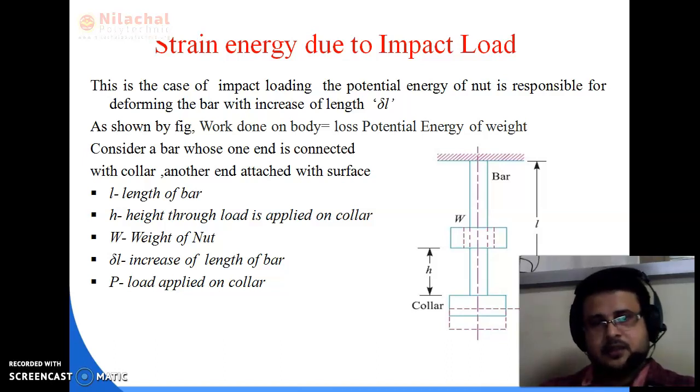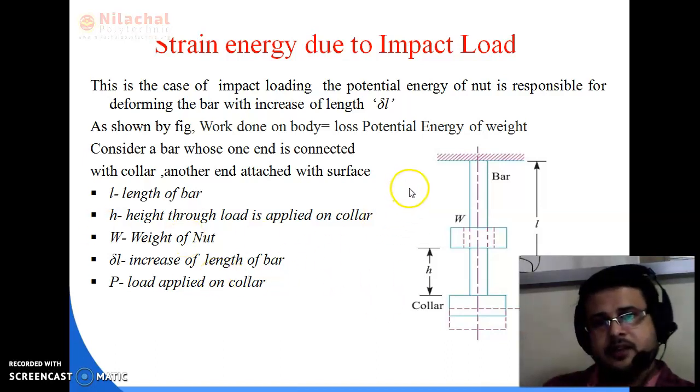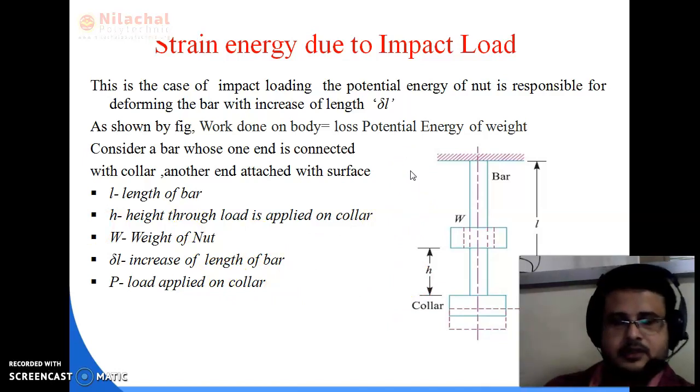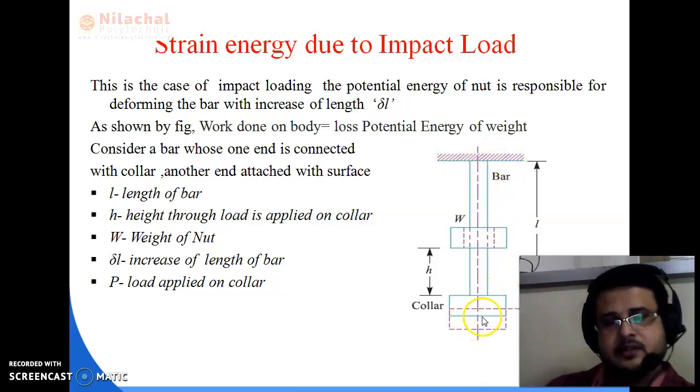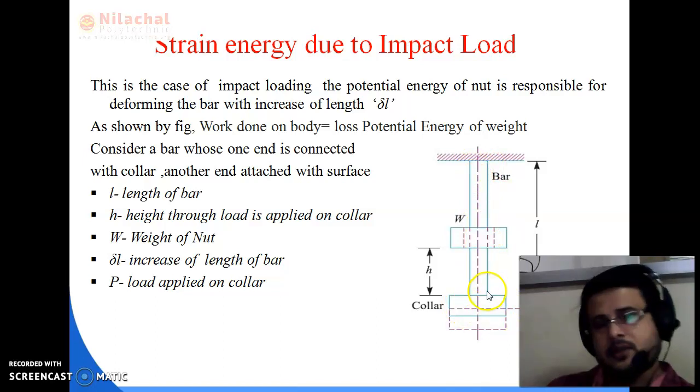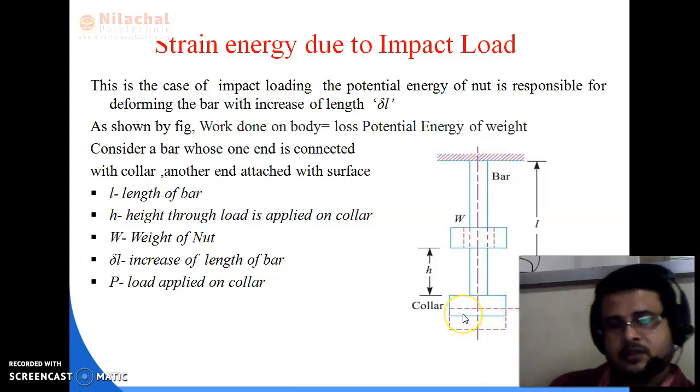And during this period, the energy lost is in terms of work done. Hence, the work done by the body in case of impact load can be calculated as per the following figure. We have seen that there is a fixed support, meaning the bar has one end fixed and at the other end a circular disc is attached. On the front view, we see that the collar is rectangular and the bar is also rectangular, whose one end is attached to a fixed end and the other end is attached with a circular disc or collar.